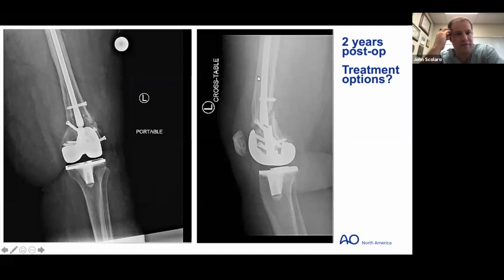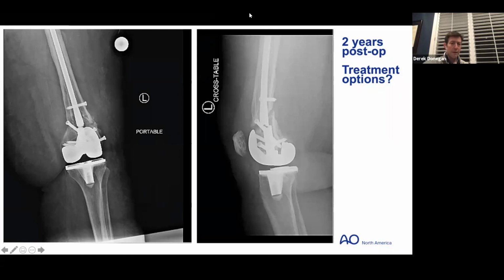So I think that's the discussion that you have with the patient. Based on their workup and what they want to do and their desire for their function afterwards, you make that decision with the patient after giving them the options. Yeah, I think that's a really good point as well. All good options.